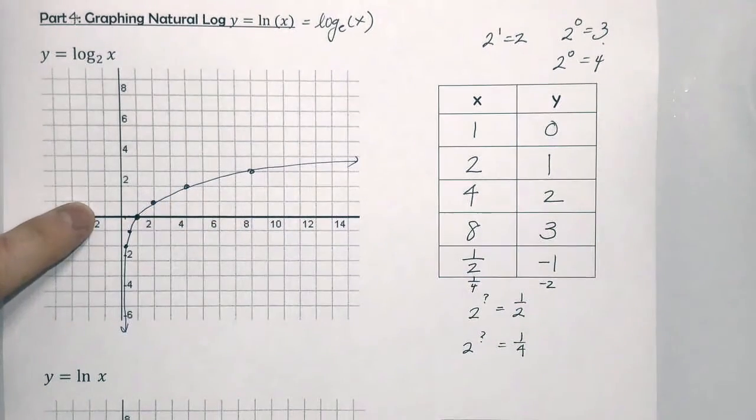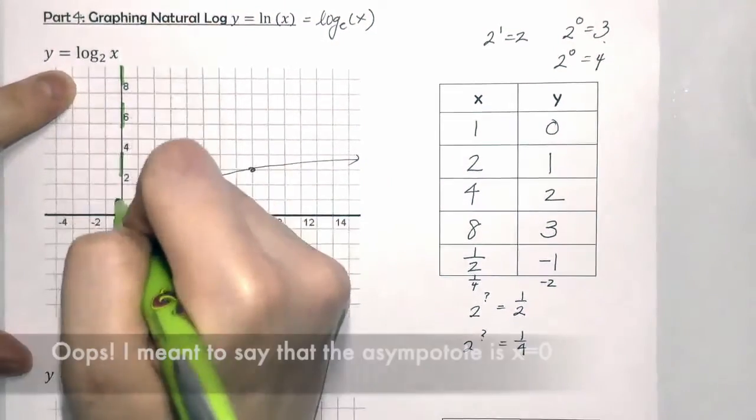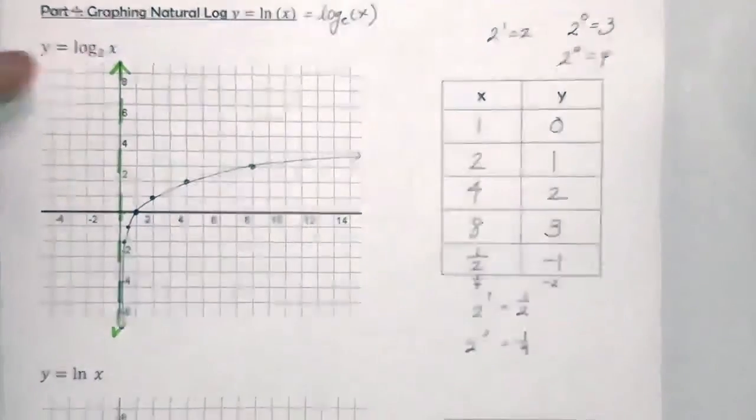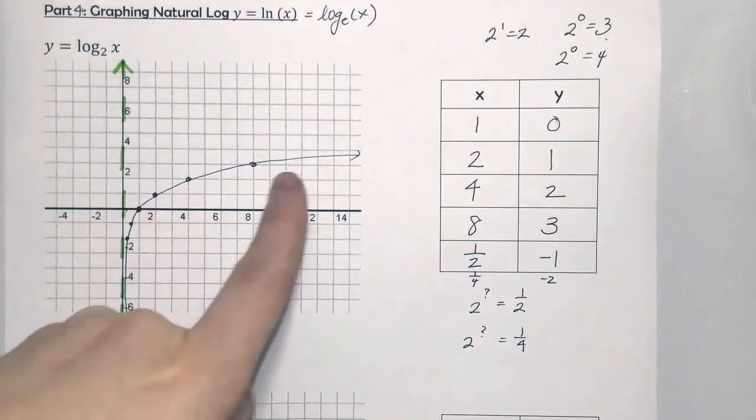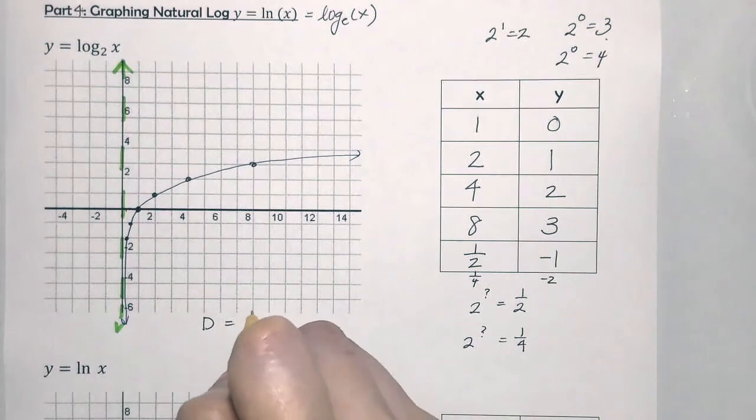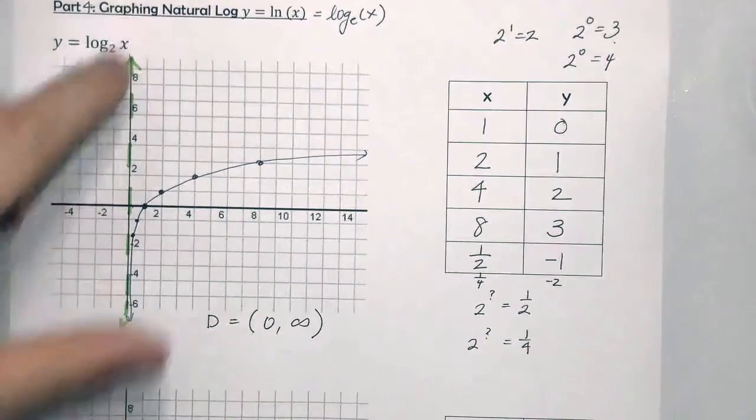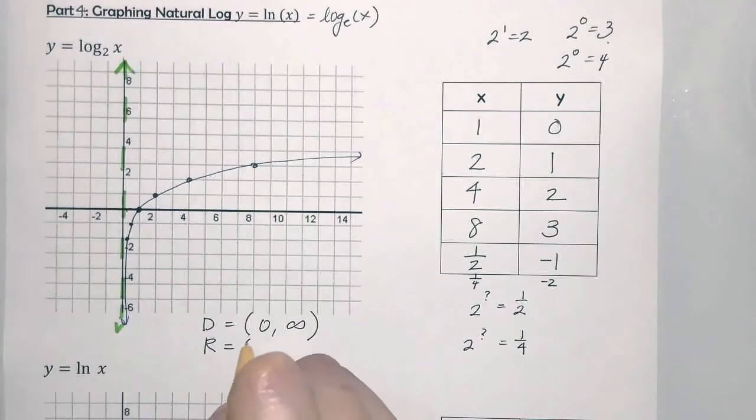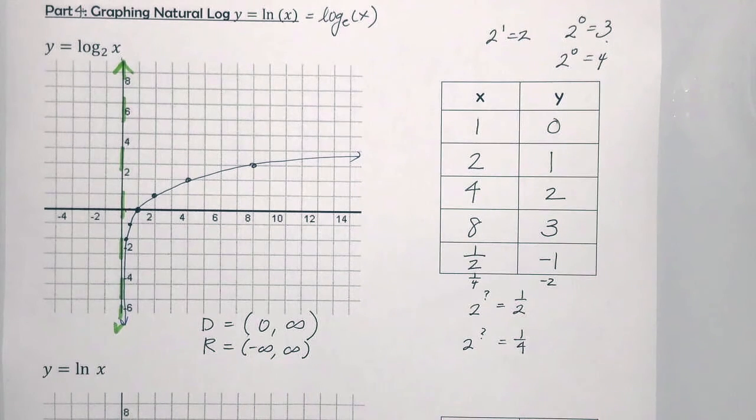Okay, so your logarithm functions generally have an asymptote, which in this case is at x equals 0. It's never going to cross x equals 0. So the domain of this function is all the x values greater than 0. You can write it as 0 to infinity with an open bracket at 0, because that's where the asymptote is. But the range of this function is all real numbers, which is negative infinity to positive infinity.